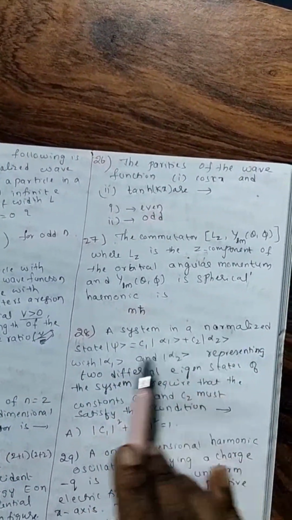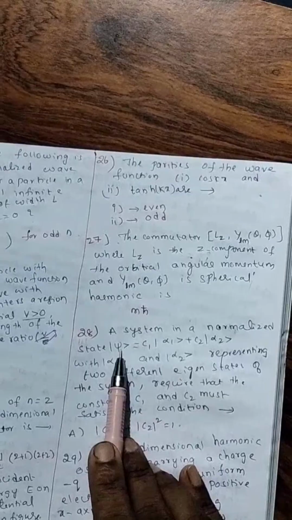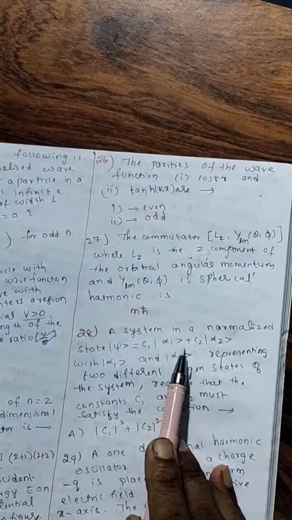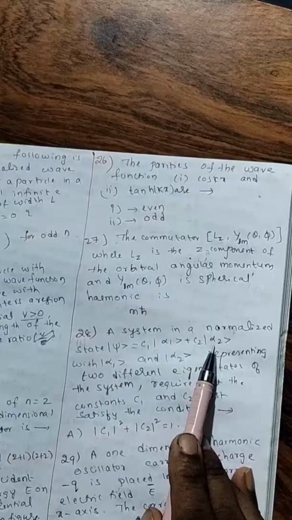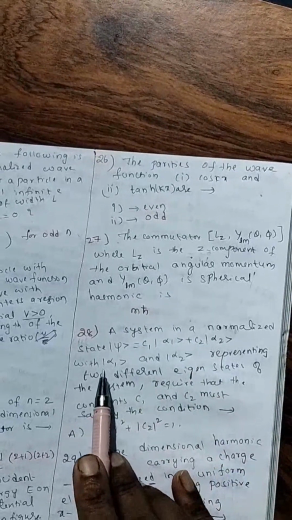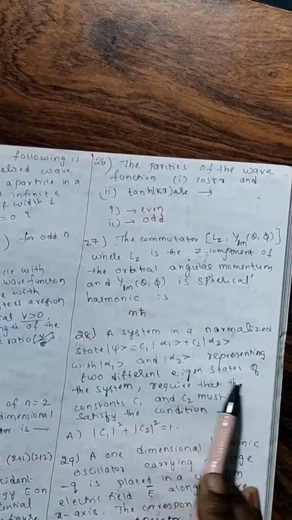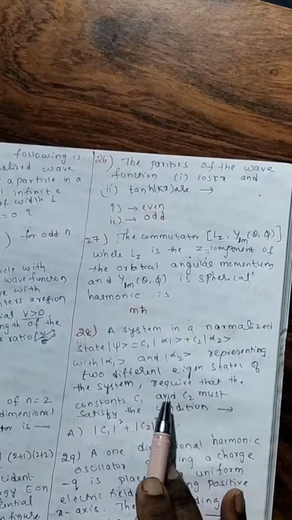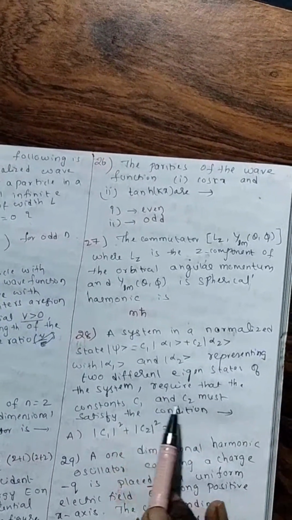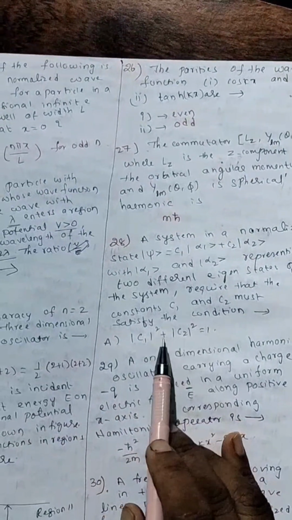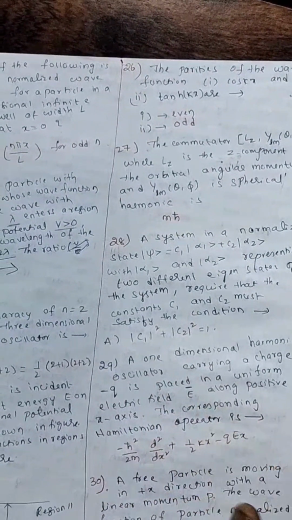A system in a normalized state, which we call Dirac ket psi, is equal to C1 Dirac ket alpha 1 plus C2 Dirac ket alpha 2, where the kets alpha 1 and alpha 2 represent two different eigenstates of the system. It is required that the constants C1 and C2 must satisfy the condition C1 square plus C2 square equal to 1.